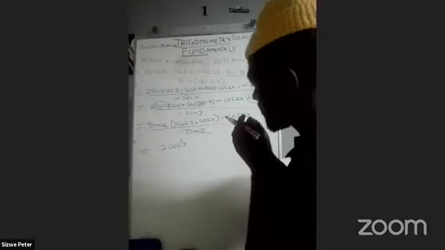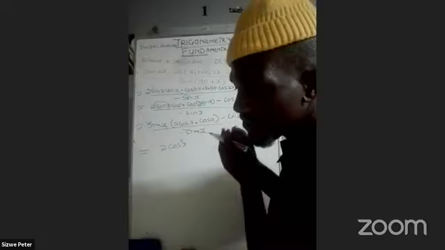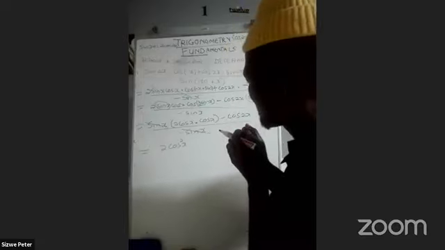Wait, what? What is cos times cos? 2 cos. No. Oh, cos squared x. Cos squared x. Are we fine? Yes, we're fine there.